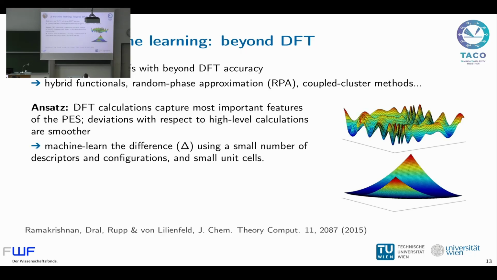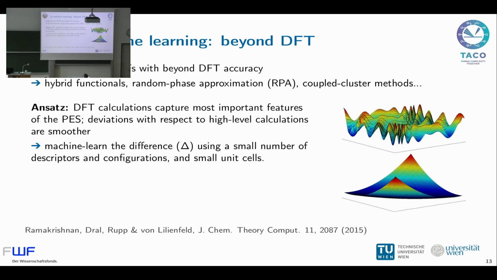So the idea is that we only need to machine learn the difference between this higher level calculation and the underlying DFT calculation. And this is not a new idea. You heard it also in the talk of Anatol von Lilienfeld. It actually came from him originally, and then it was used also later on in other publications.